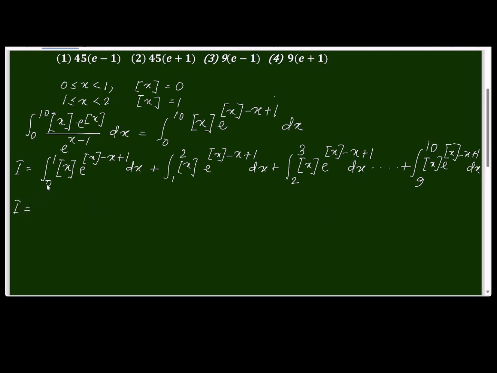First, when it is 0 to 1, this takes value 0, so it will be just 0. Integration of 0 is 0. Next, coming to the second one, please observe carefully. This will be 1, and here it will be 1 minus 1 plus 1. That means e to the power 2 minus x. So here it will be 1 into e to the power 2 minus x dx.